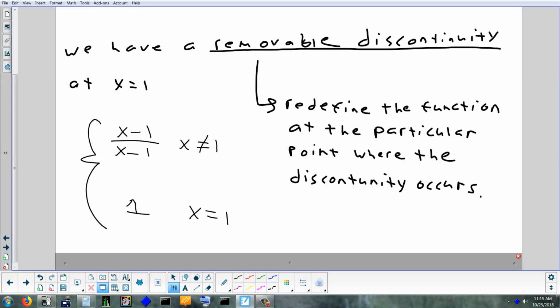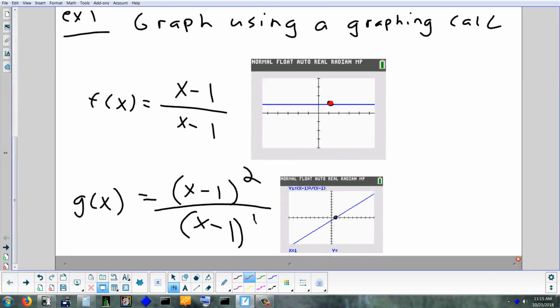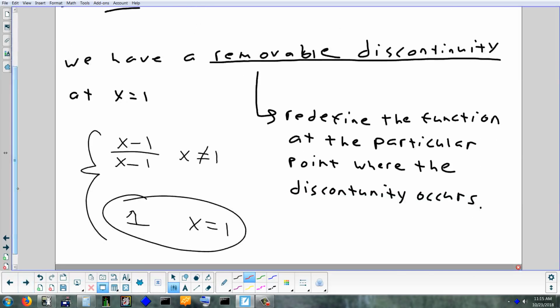And what that will basically do, by doing this right here, you're basically doing this. You're graphing that single red dot. If x is 1, I'm telling you to make y 1. So put a single dot. And now, between that single dot and the rest of the points, you've made a continuous function. So redefining the function where that particular hole is basically fills in the hole. That's what you're doing. It fills in the hole.